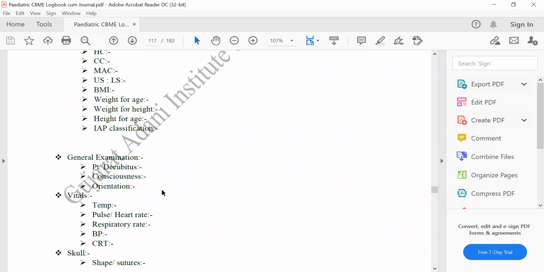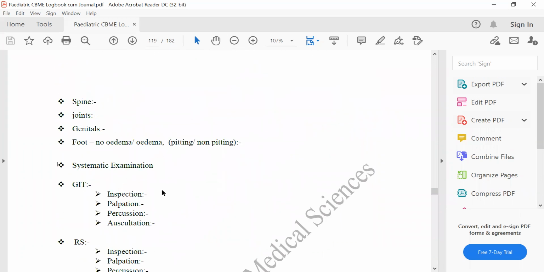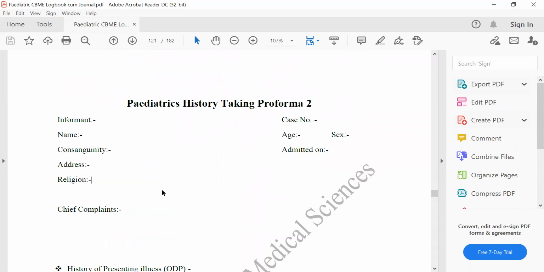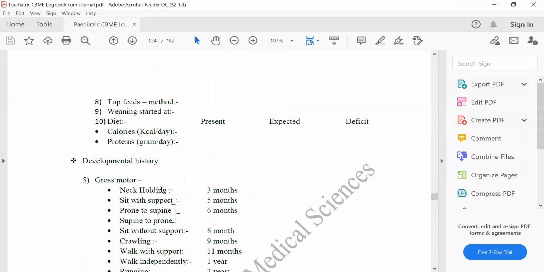And then general physical examination. And after general physical examination, systemic examination. So similar pediatric history proformas, I have mentioned a few proformas.